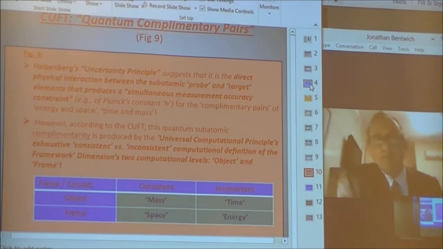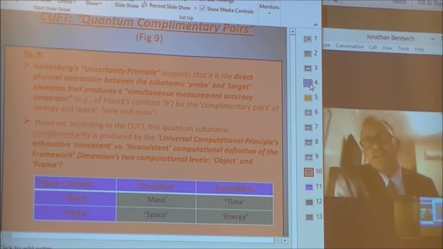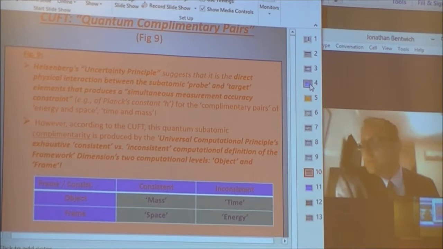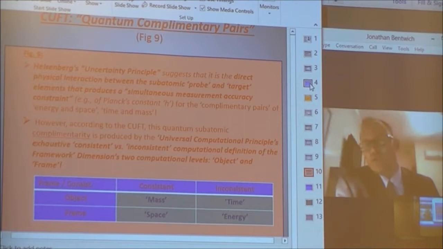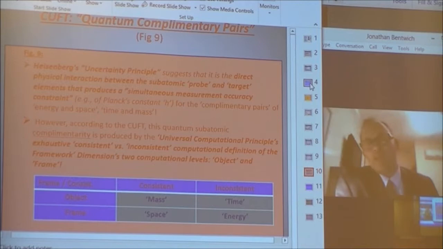Okay, another replication or interesting phenomenon is the quantum complementary pairs. Again, it's quite interesting. We know, of course, in quantum mechanics that the uncertainty principle arises from the constraint of the complementary pairs, from the direct interaction that exists between the probe and the target. But the computational field theory interprets this whole phenomenon of quantum complementarity from a totally different perspective.